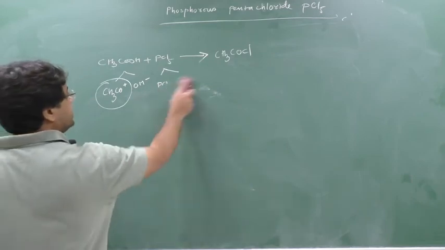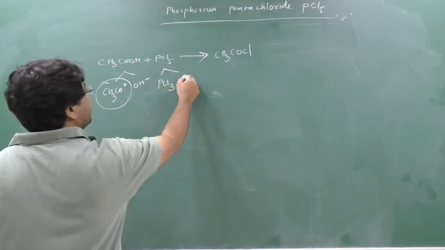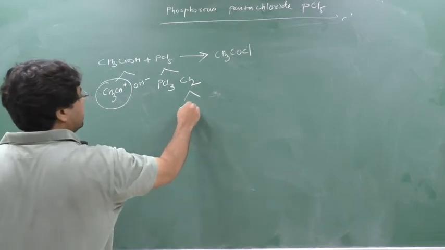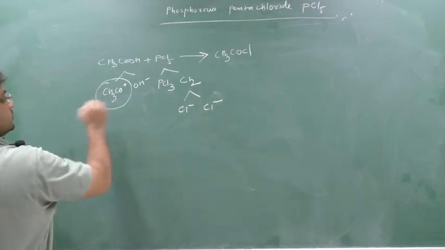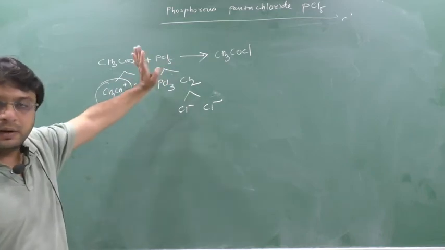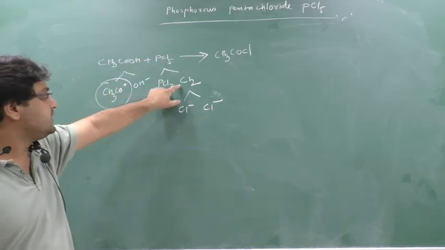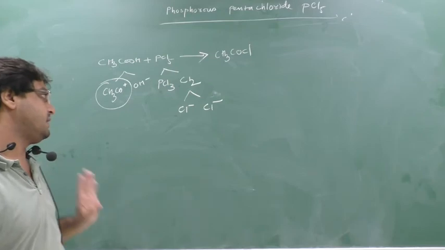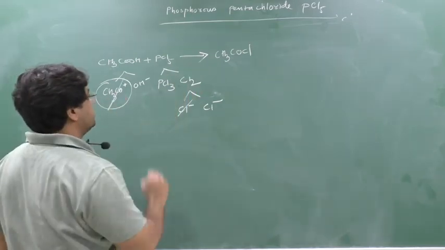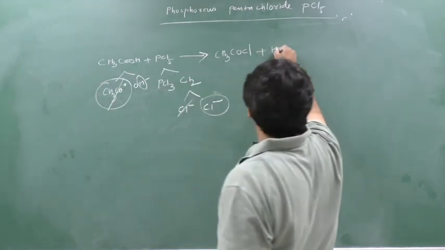See, what you do is you take PCl5 and you crack it into PCl3 and Cl2. Clear? And again you break this into Cl minus and Cl minus. Remember, this reaction is a bit confusing. PCl5 gives PCl3 and Cl2, so you get Cl minus here and also Cl minus here. Now CH3CO and Cl, these two will form what? CH3COCl.